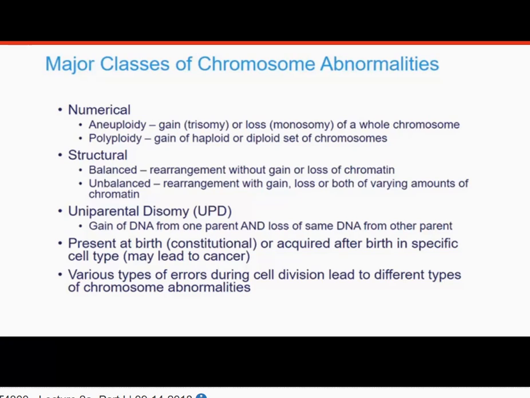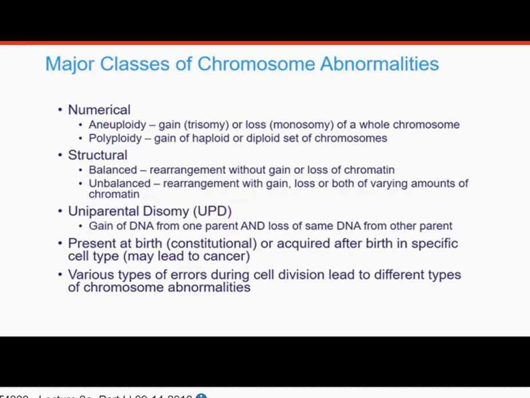In the cytogenetics lab, in the clinical cytogenetics world, chromosome abnormalities are a major contributor to patient morbidity. So there are obviously various types of chromosome abnormalities. We'll look at both numerical and structural abnormalities. There's also a class of abnormalities called uniparental disomy, where both homologs are from the same parent instead of having biparental inheritance of each homolog.